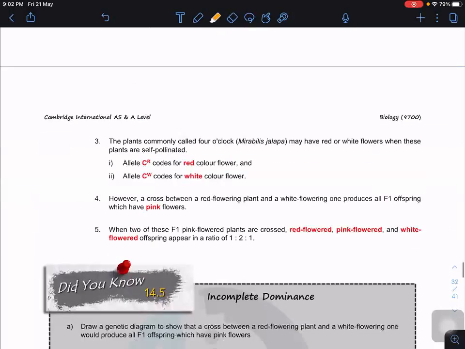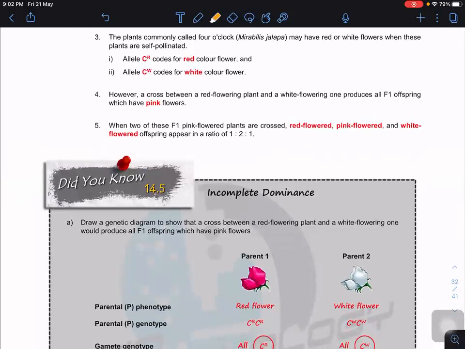Okay, so the most common example is the four o'clock plant, or four o'clock flower. They have red and white. If we do self-pollination, which basically means I get my own pollen and fertilize it, I transfer the pollen and land it onto the stigma, then you can see that a red flower self-pollinated always gives red. If you self-pollinate the white flower, the offspring are always white.